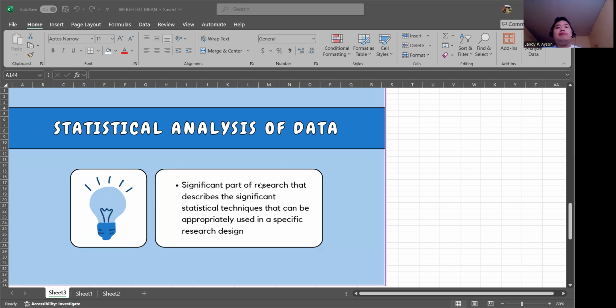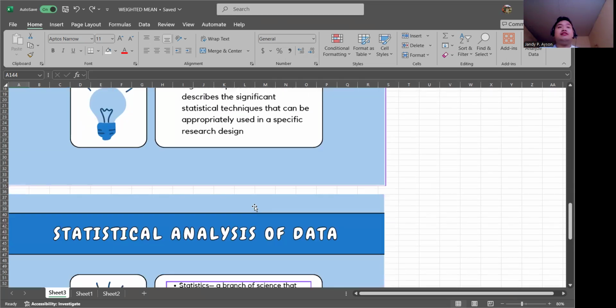So ano ba yung nararapat? Ano ba yung dapat gamitin para ma-solve natin or ma-compute or ma-analyze natin yung data na nakuha natin from our respondents? So that is statistical analysis of data.